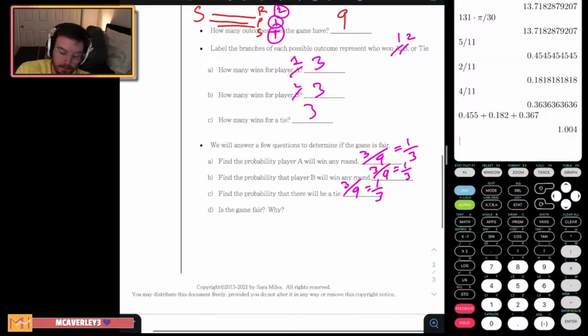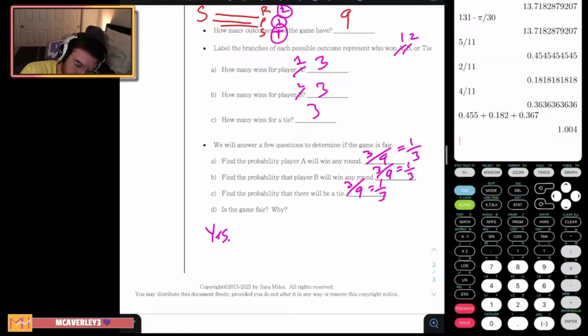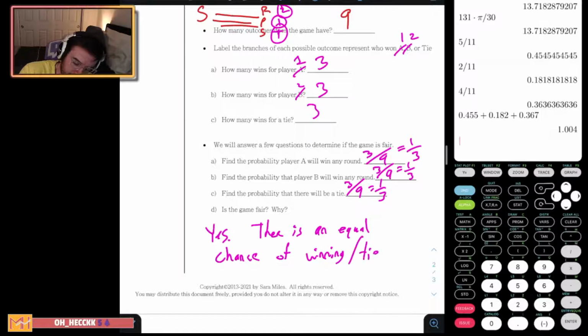So is the game fair? Yes. There is an equal chance of winning or tying. And that's what makes the game fair. If there were more ways for player 2 to win somehow, well, that wouldn't be very fair. You'd always want to be player 2, right? Or you'd always want to be player 1. So we need the game to be fair. It is fair.